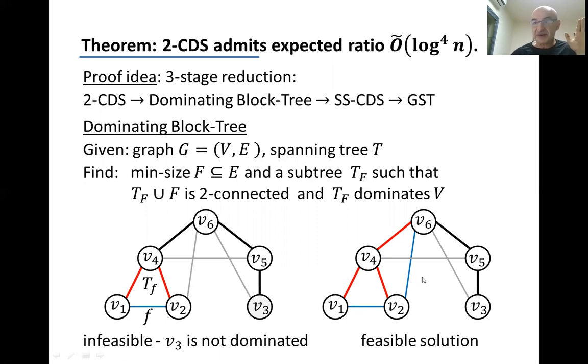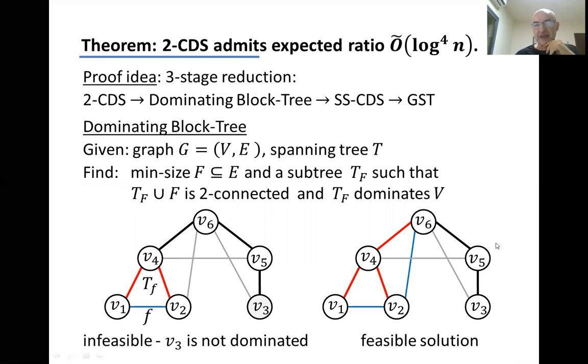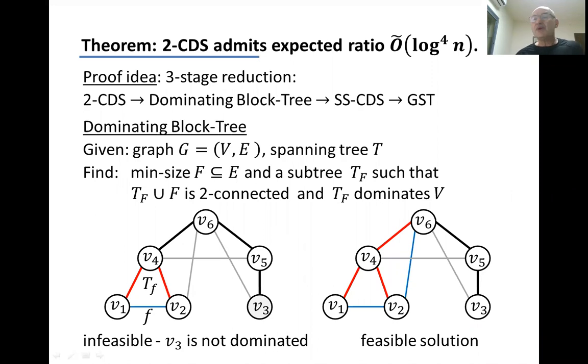Actually, we have here a solution of value 1. If we take a single edge, V4, V5, and the tree that is formed of the path between the end nodes of this edge V4, V5, then this will be a two connected graph, and it dominates all the other vertices of the graph. And I will not describe the other steps of the reduction. It's not so simple, but it can be found in the paper.